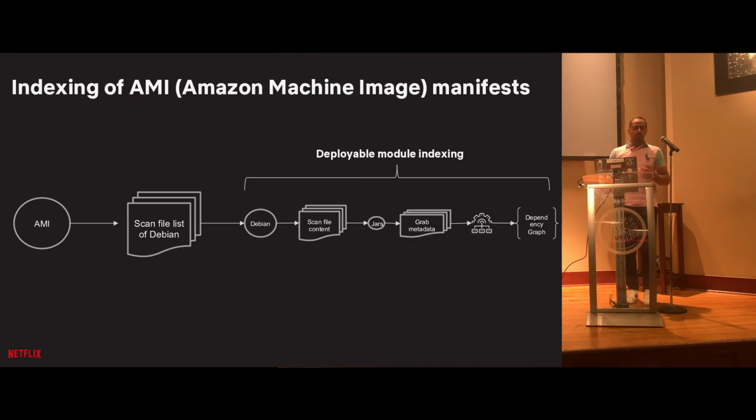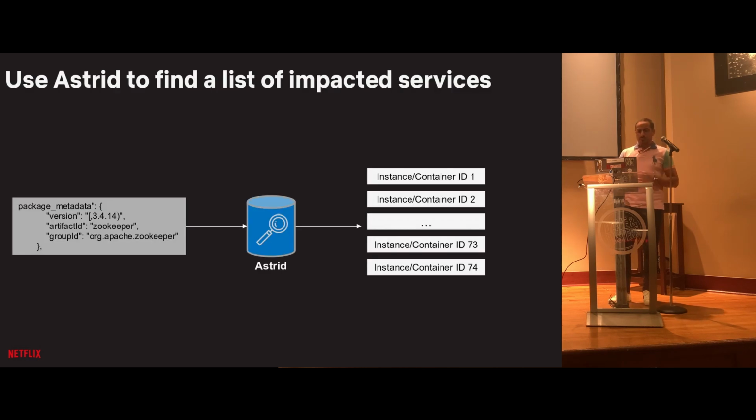We do the same thing with the AMIs. We scan the file list for all the Debians, and then we do the same process as before. So now we have a full database indexing all the artifacts with the actual instances where this artifact is being installed. This is because all the deployable modules go through a bake process. So when we do baking, we know exactly that we have indexed everything in this particular AMI.